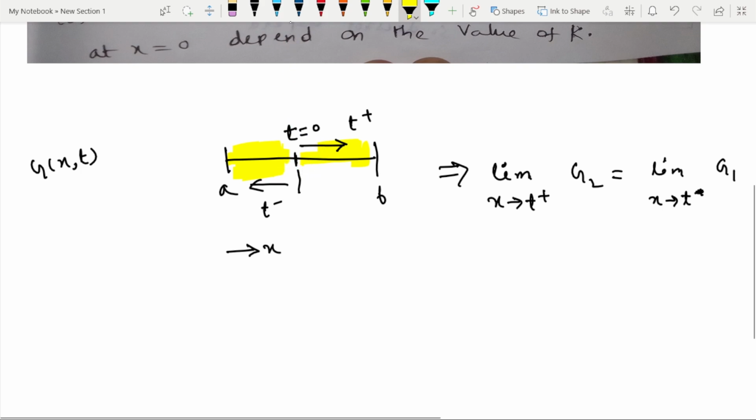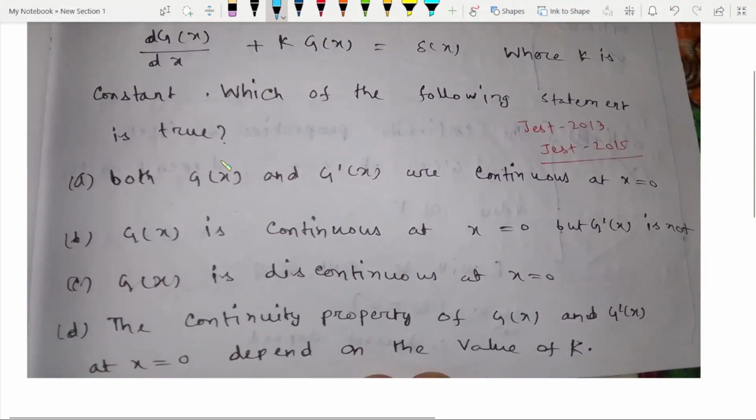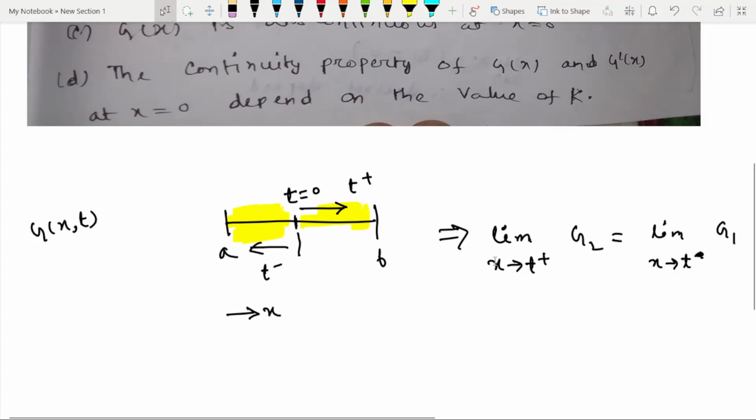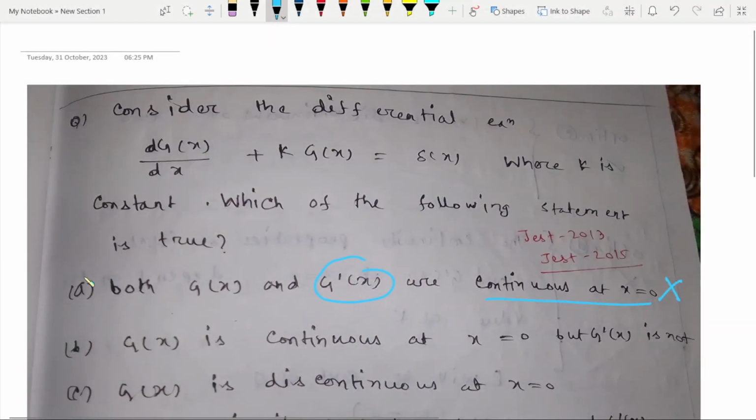तो नाउ ऑप्शन को देखते हैं। देखिए यहां पर पहला ऑप्शन क्या बोला है? Both gx and g dash x are continuous at x is equals to 0. g dash x का तो हम बता नहीं पाएंगे, but gx continuous at x is equals to 0, this is wrong, because मैंने क्या बोला, यहाँ पर जो t is equals to 0 point है, इस point को छोड़ के सारे जगह पे आपका green function continuous होता है। So option A is wrong.